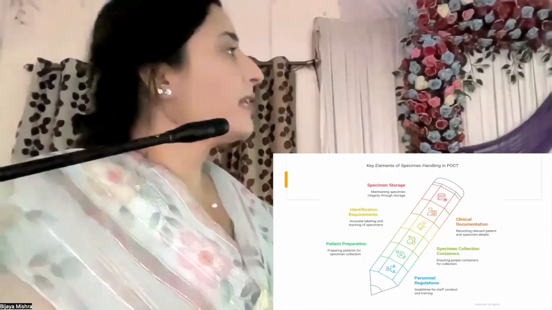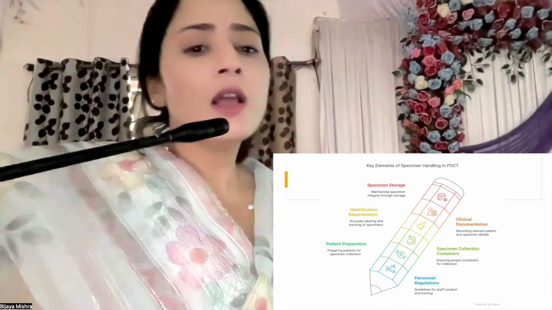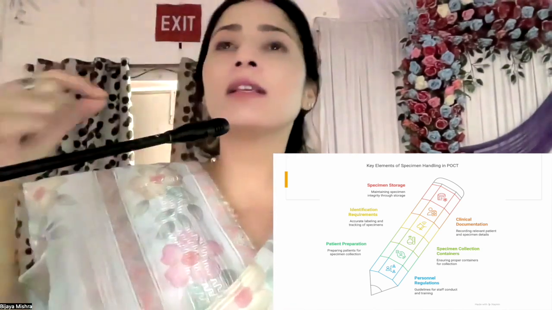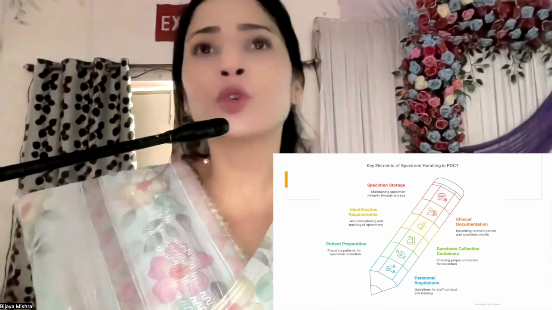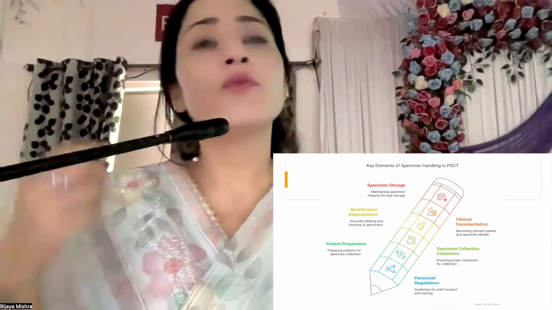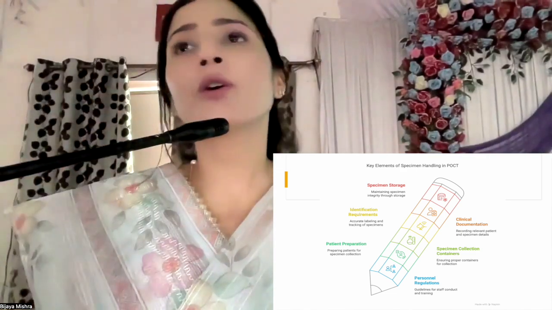As we can see, specimen handling plays a very important role with any POCT device. The pre-analytical phase of specimen collection and handling is crucial. We need to adhere to the personnel regulations, appropriately preparing the patient and the specimen collection container. We cannot take the sample in any container that we want to. There is a specific container designed for specific analytes. For example, if you want to do ABG testing, you have to make sure that your vial or syringe is heparinized. If you do not heparinize the syringe and draw the arterial blood gas, your reports are not going to come out accurate, right?